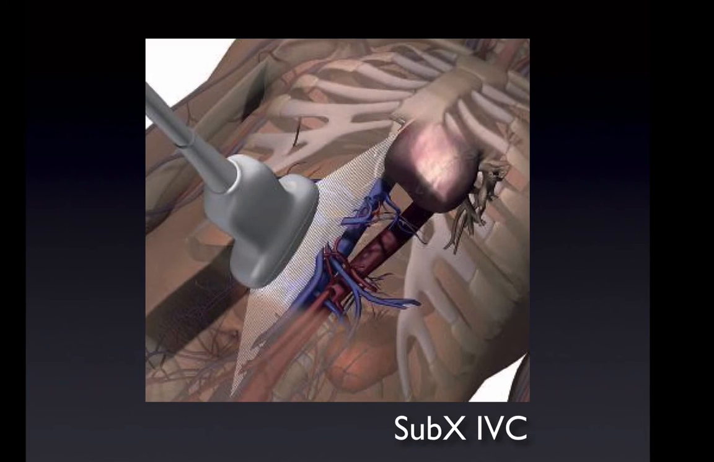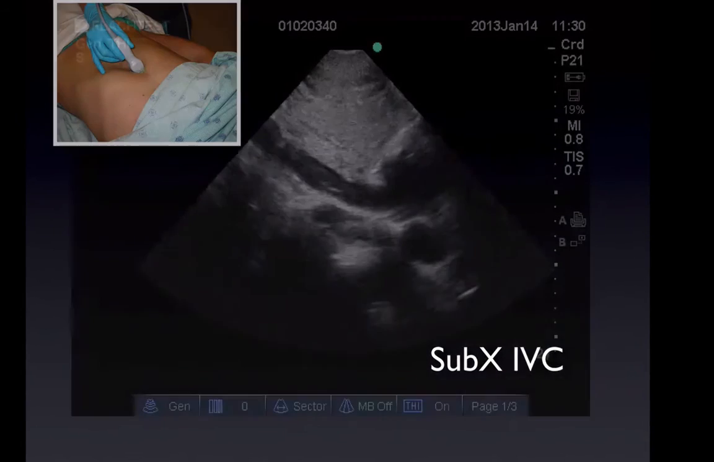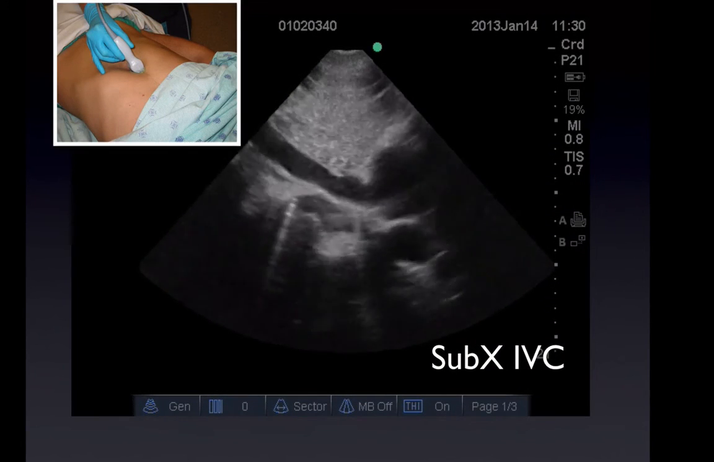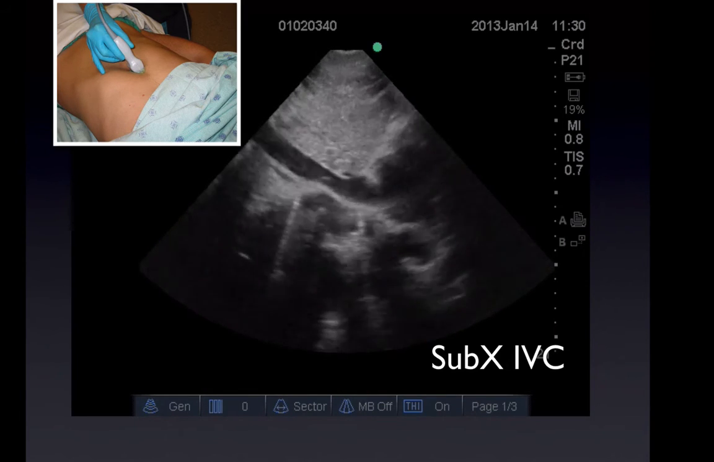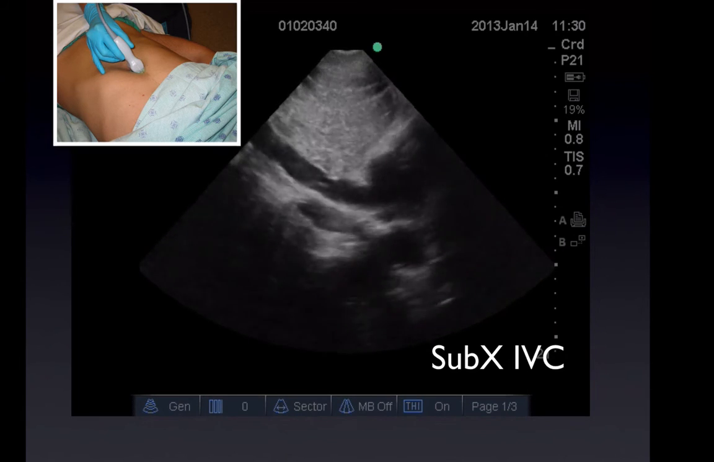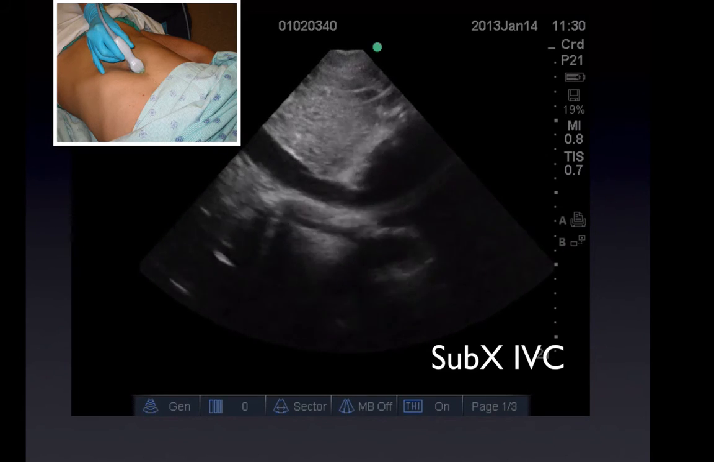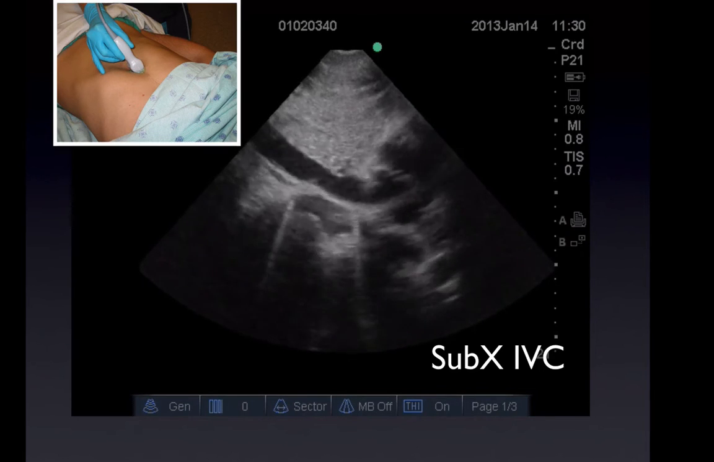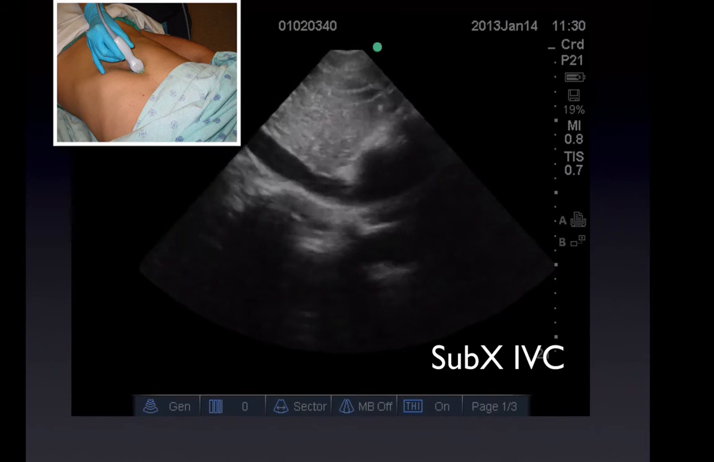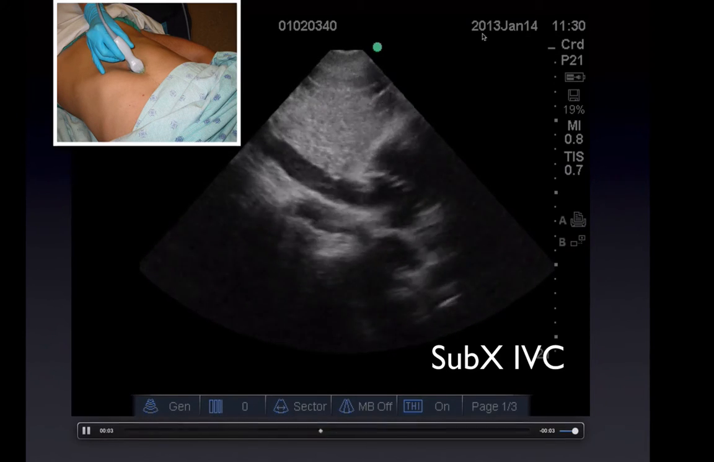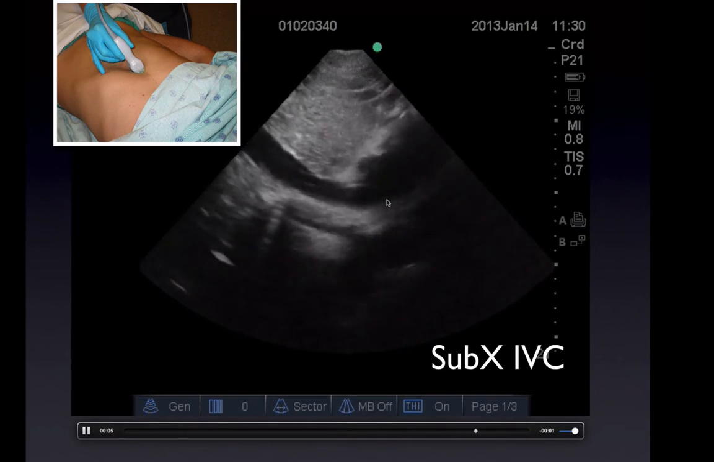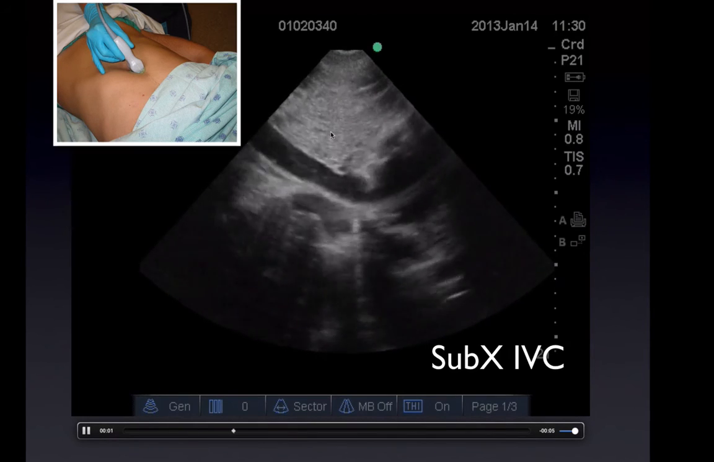Part of the echo includes the evaluation of the IVC. We use it during sepsis. We use it for fluid responsiveness on patients. And again, the subxiphoid view. When you're looking at the heart, from the subxiphoid, once you've located the heart, you do a counterclockwise move, and then you're able to visualize the IVC. Again, we know it's the IVC because obviously it's going into the heart, and you have liver on both sides.